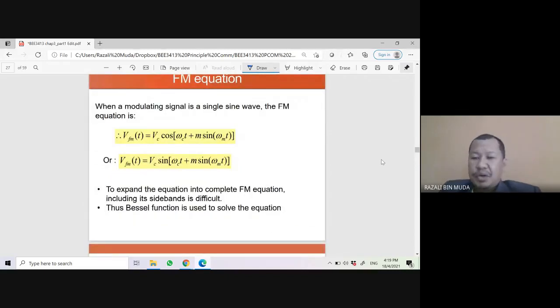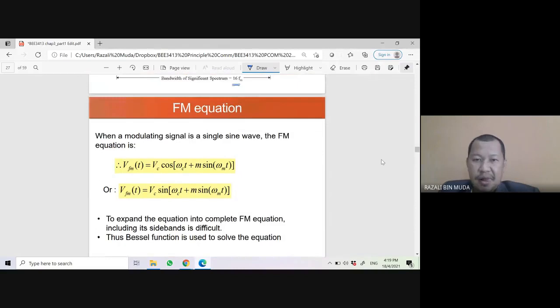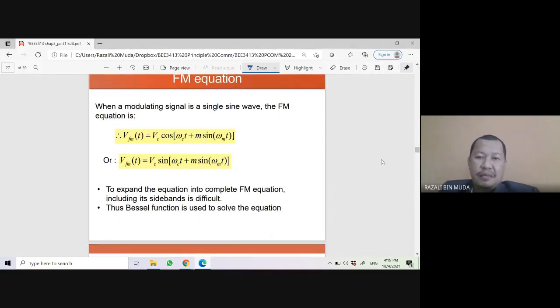Now the FM equation. This is a bit tricky, a bit of math. For the FM equation, when a modulating signal is a single sine wave, the FM equation is v_FM(t) equal to Vc cos(omega c t plus M sin omega m t), or Vc sin(omega c t plus M sin omega m t). What is the difference? This one is sin, this one is cos. Otherwise the same.